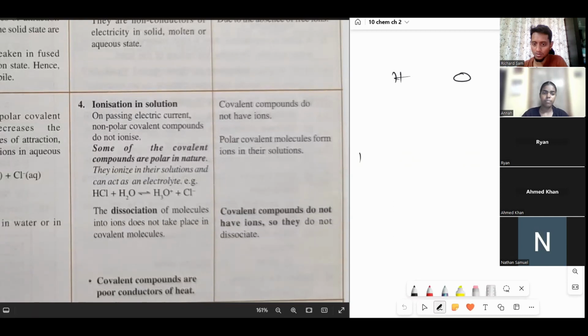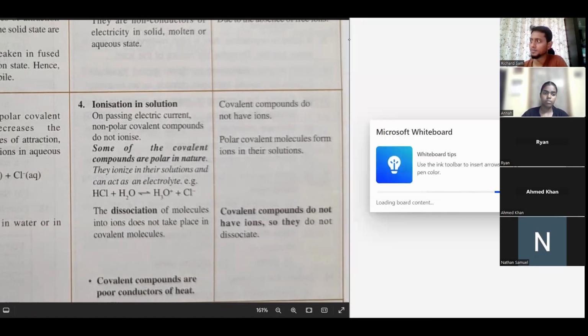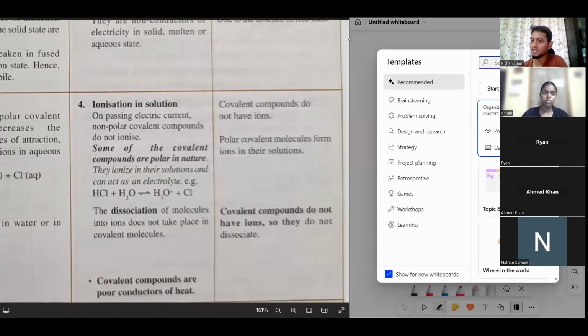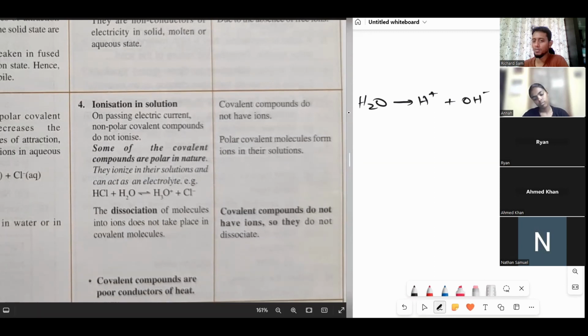H2O will split. How does it split? Into hydrogen and oxygen? No. That's later on. But first you will see H2O will split into H plus ions and OH minus ions. See, they will become ions. So this process is called ionization. Ionization means a molecule splitting into ions.